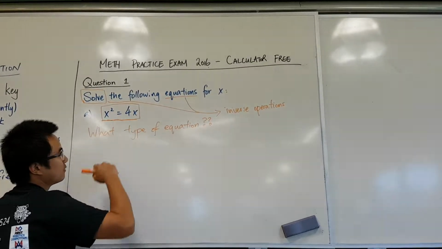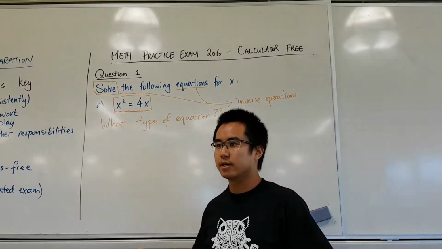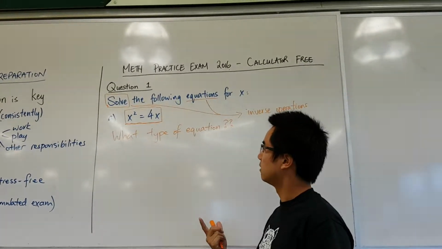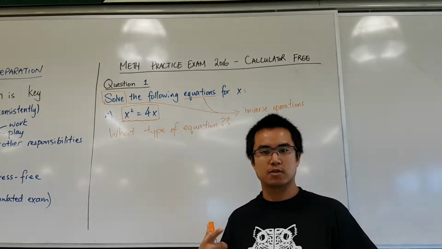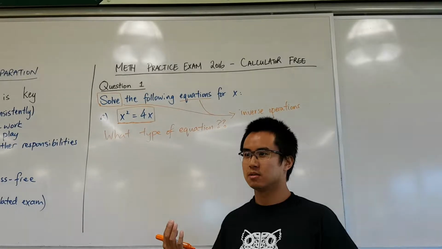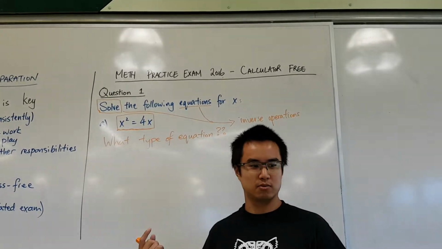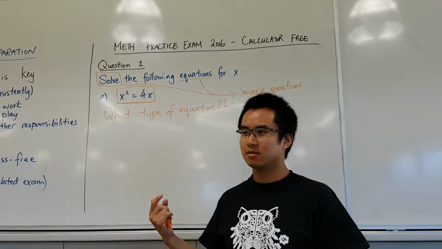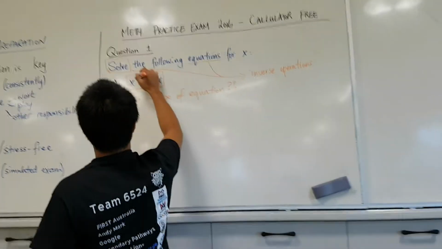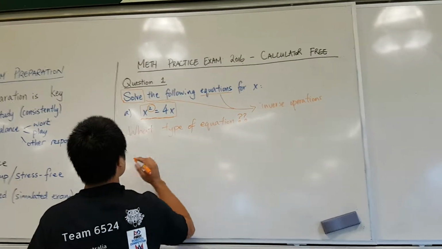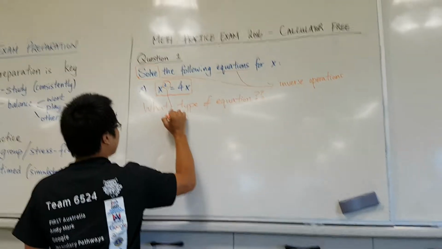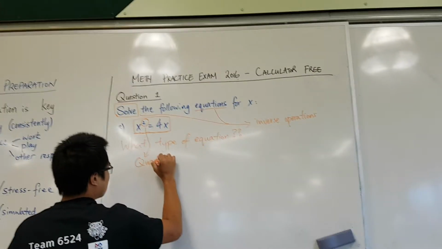x squared equals 4x. So it's got an x squared in it, and it's got an x in it. Does that tell us anything? If it's got a squared in it, what type of function or equation is it related to? Janine? Quadratic. Hey, there we go. The square tells us this is a quadratic.